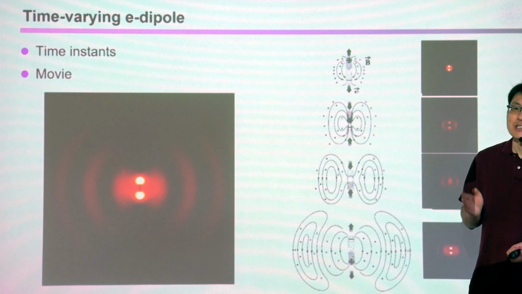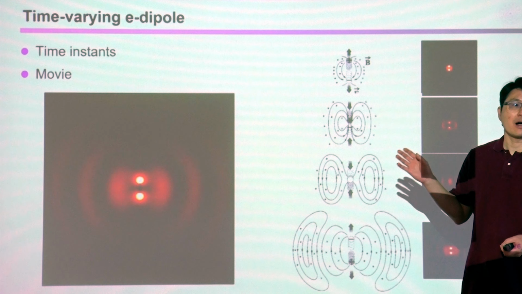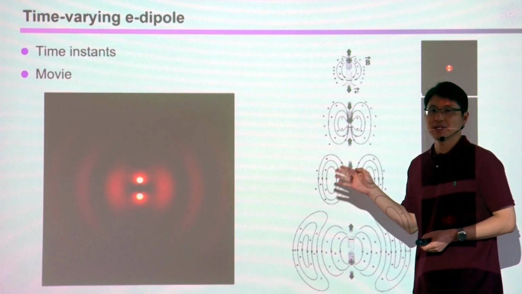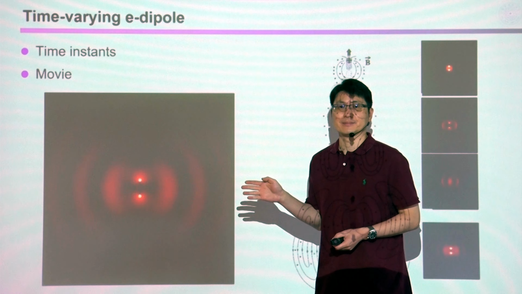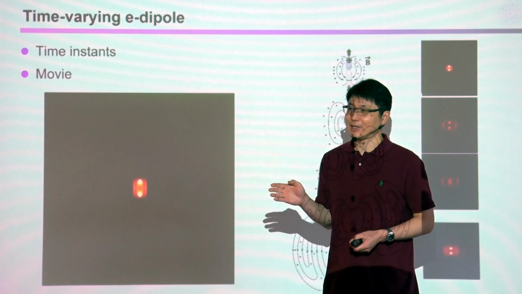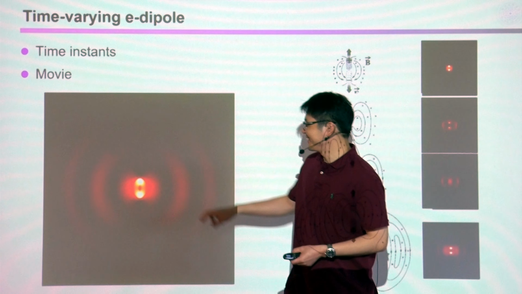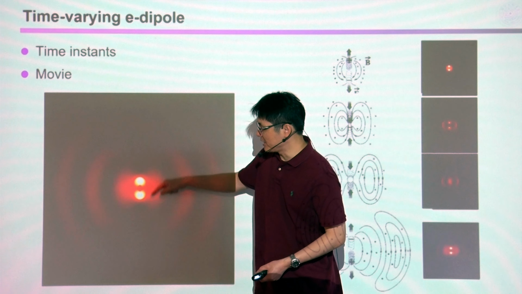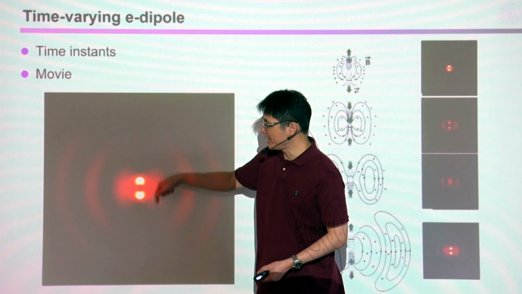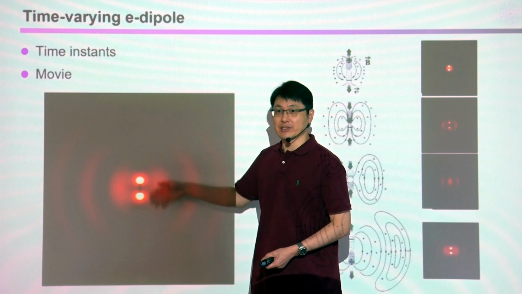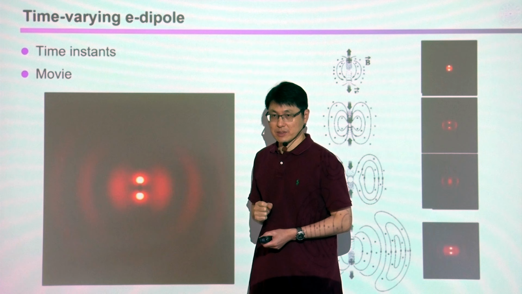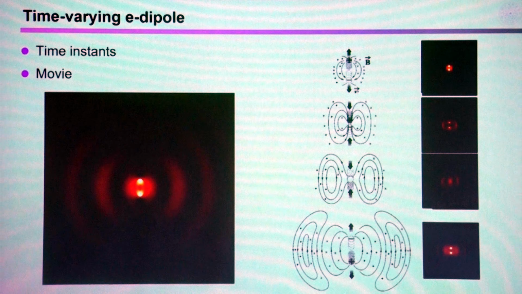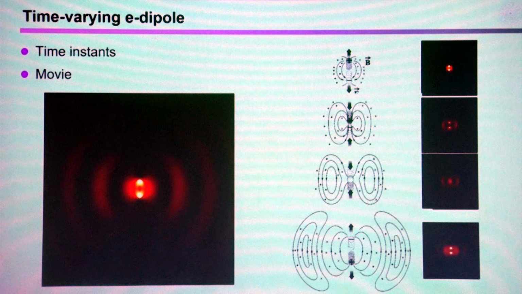Okay. So first tell me, where are the accelerating charges? Do you see the electric dipole in this movie? Anyone? Here, right? So you see these two bright spots changing their location as a function of time. So that's your accelerating charges.